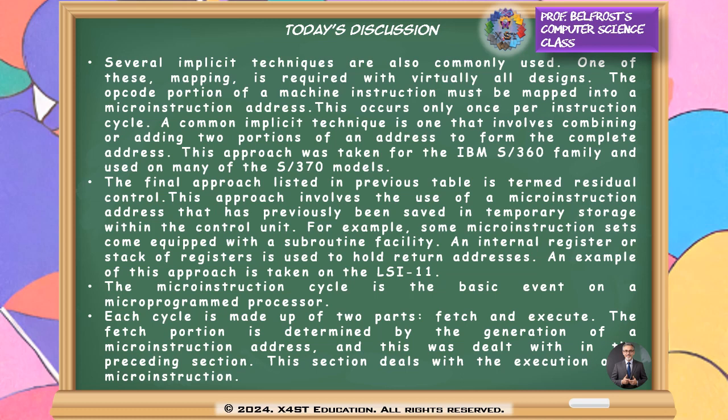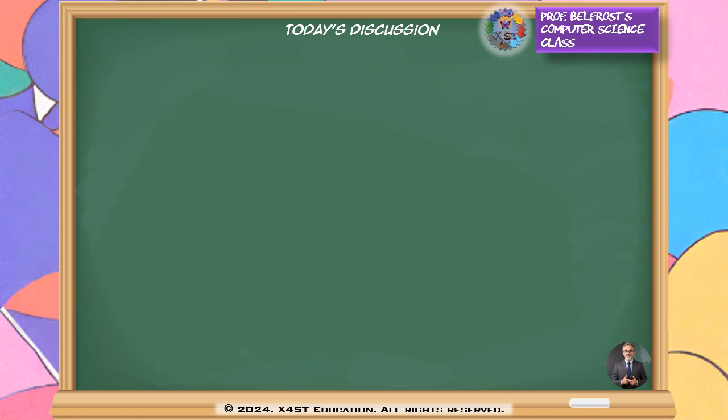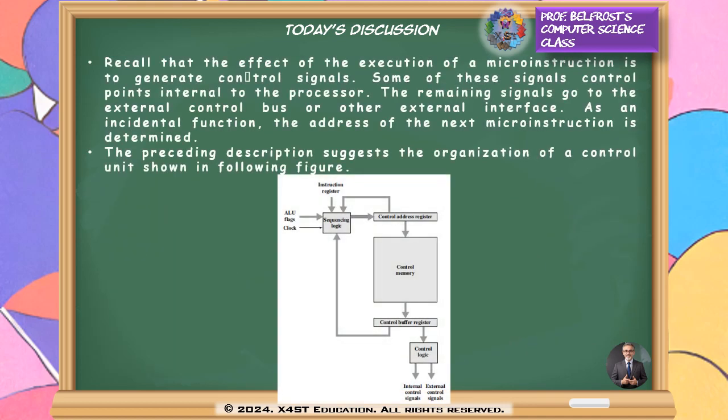The microinstruction cycle is the basic event in a microprogrammed processor. Each cycle is made up of two parts, fetch and execute. The fetch portion is determined by the generation of a microinstruction address, and this was dealt with in the preceding section. This section deals with execution of the microinstruction. Recall that the effect of the execution of a microinstruction is to generate control signals. Some of these signals control points internal to the processor. The remaining signals go through the external control bus or other external interface.